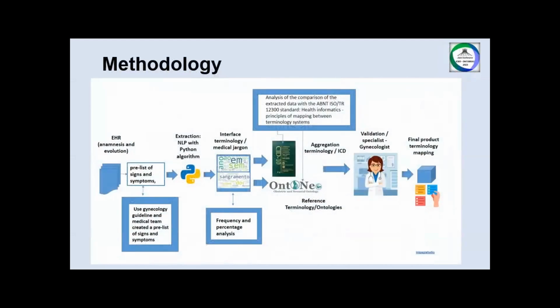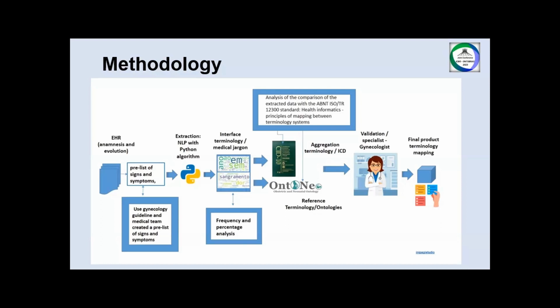So that is the figure that summarizes our methodology. First, here, the notes from anamnesis and evolution from the Gynecology department. We need to make a pre-list of the terms of signs and symptoms to train the algorithm. To make this list, it was important to use gynecology guidelines, and we also had the support of the medical team, the local physicians. They helped me to create this list to make it possible to train the algorithm to find signs and symptoms.